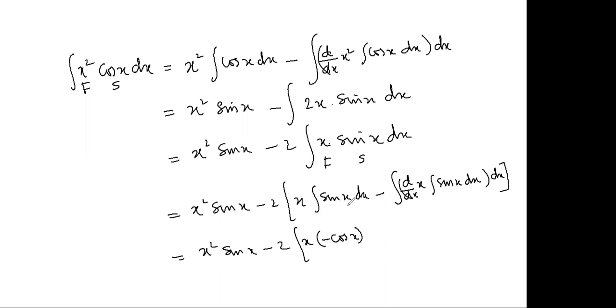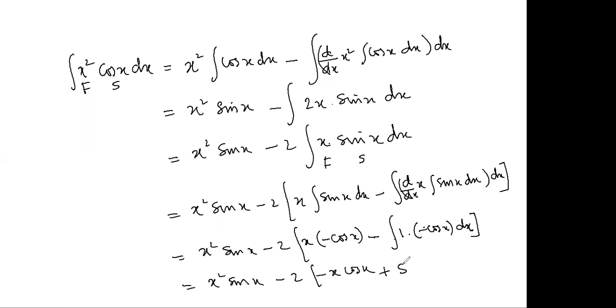Yeah, remember the minus. I'm asking every time the answer so that you don't make a mistake. So x square sin x minus 2 times minus x cos x, minus of minus plus integral of cos x, which is sin x. So final answer is x square sin x plus 2x cos x minus 2 sin x plus c.